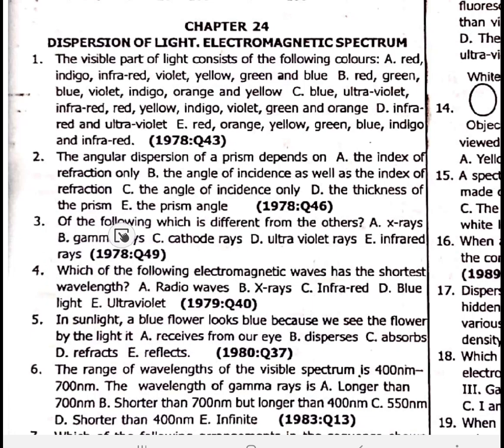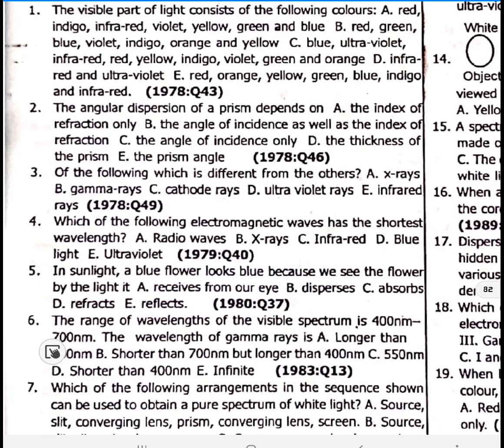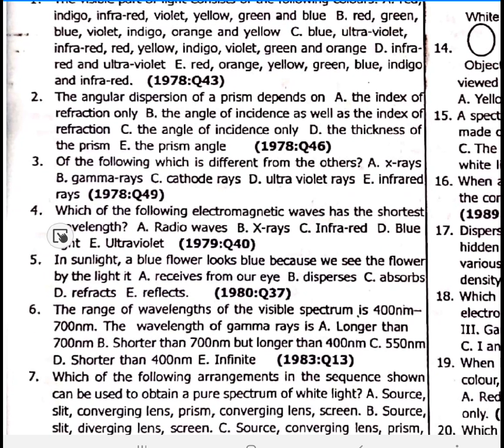So number three, which of these is different? The one that is not part of it is option C. Cathode ray is not part of it. Number four, which of the following electromagnetic waves has the shortest wavelength? The one with the shortest wavelength is the X-ray, according to the electromagnetic spectrum I just made mention of. Number five, in sunlight, a blue flower looks blue because we see the flower by the light it reflects. Five is E.